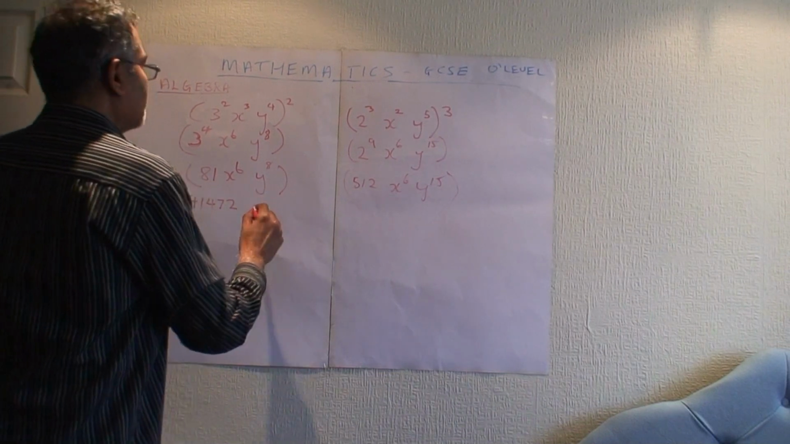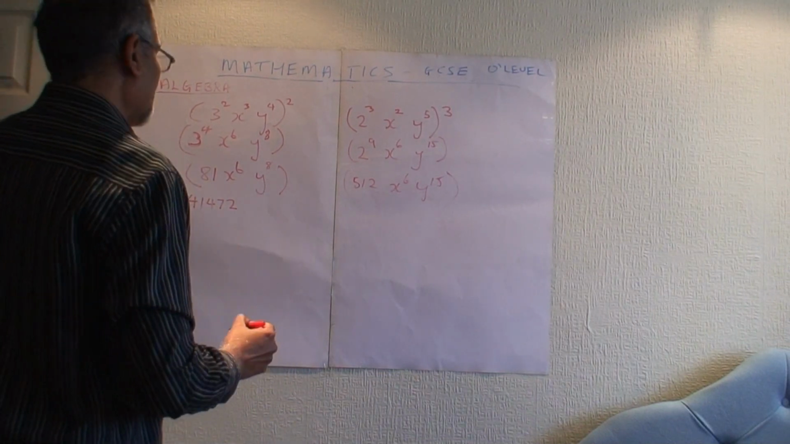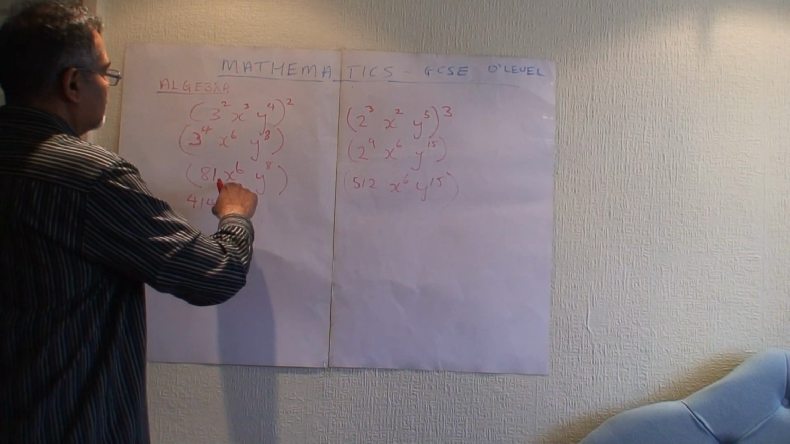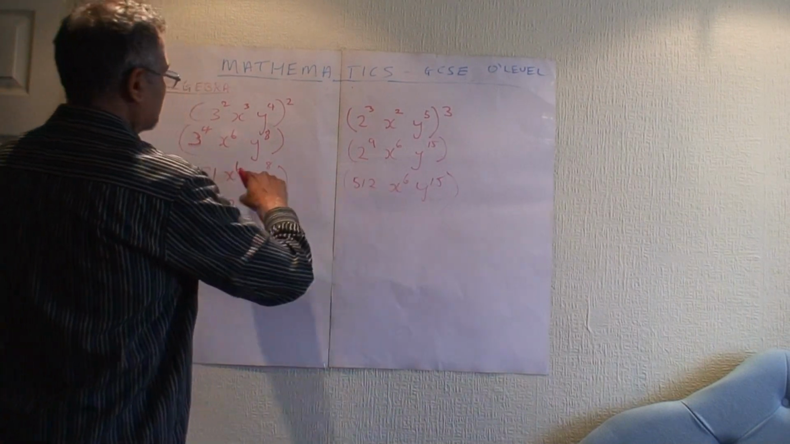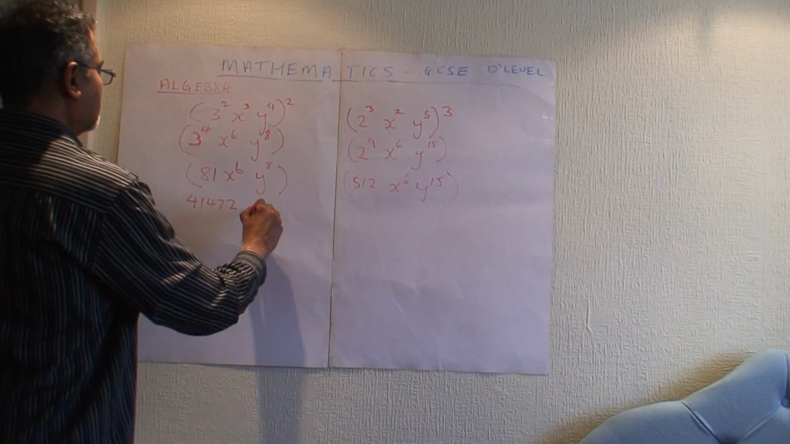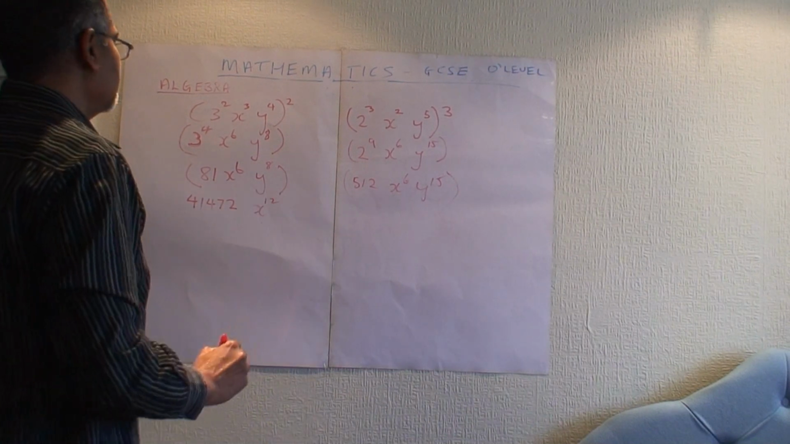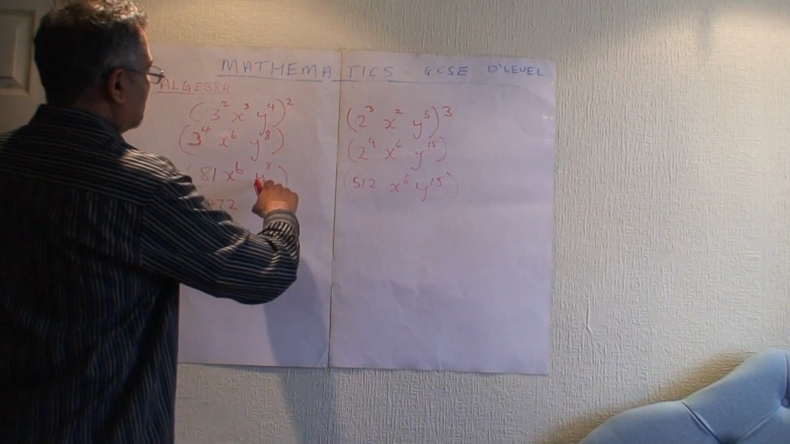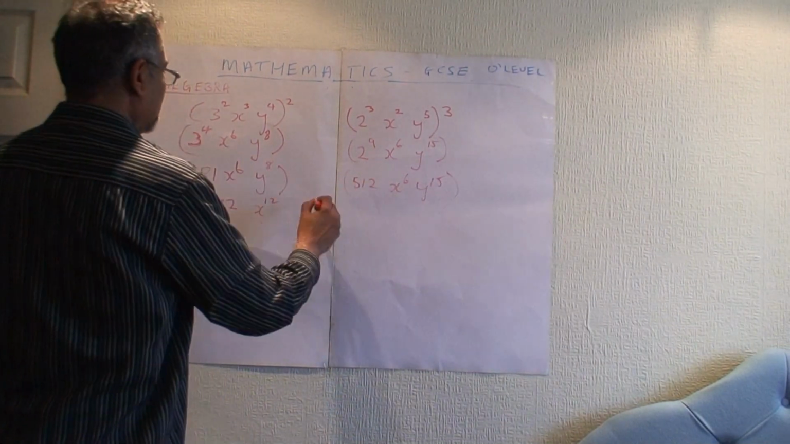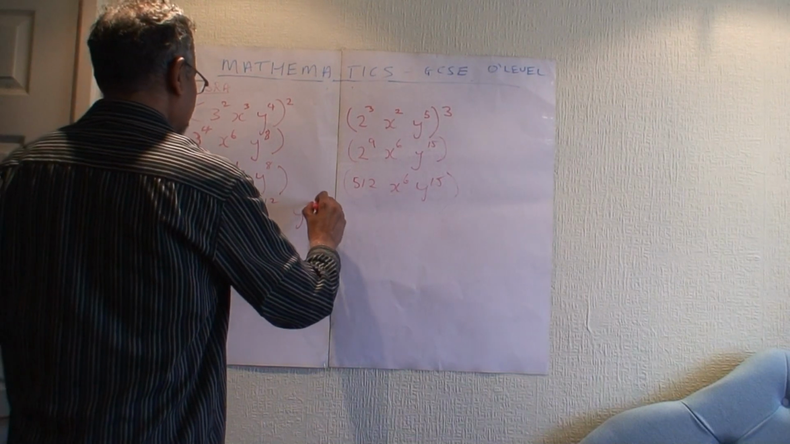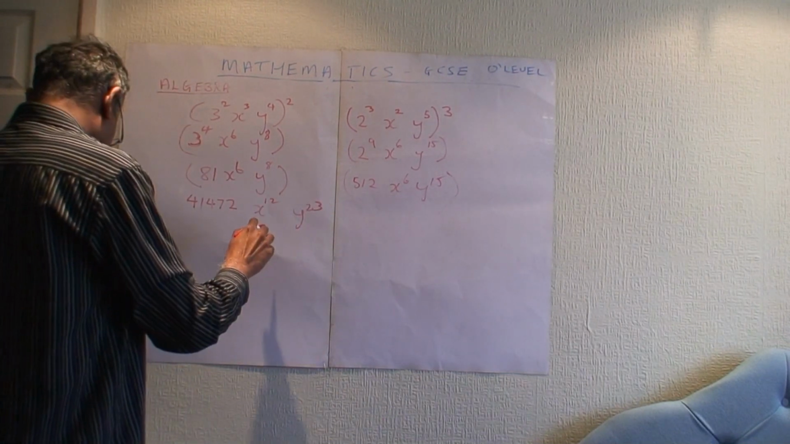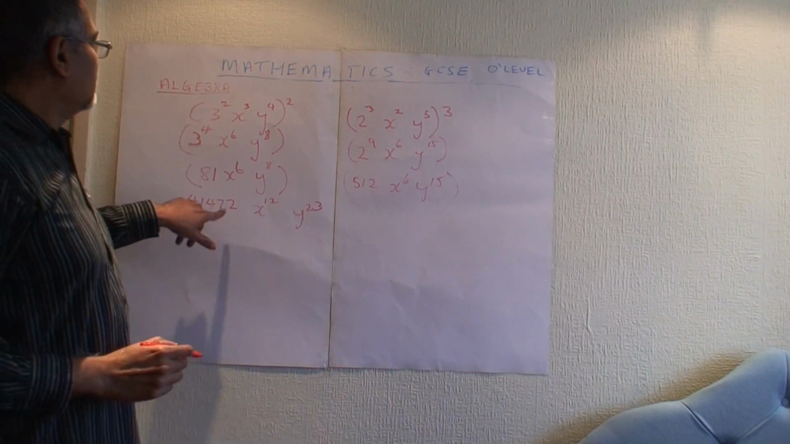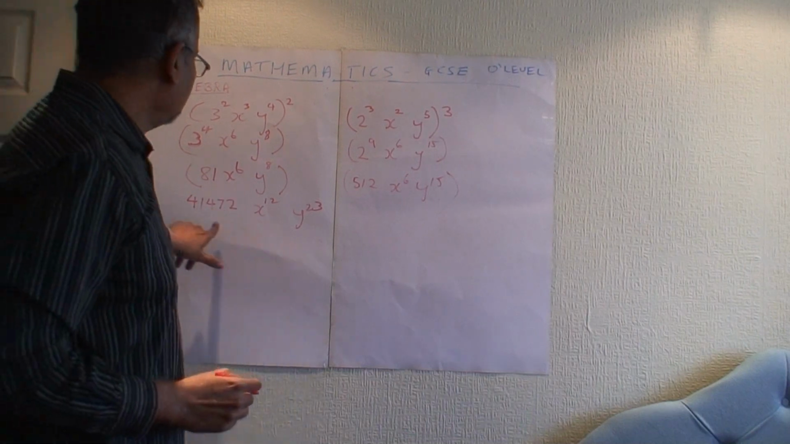Okay, and we have x6. We have x6 here. We add the powers, so we have x to the power of 12. Okay, and then we have y to the power of 8 and y to the power of 15. We add the powers, so it's y to the power of 23. Okay. So that is this expression that is simplified like this.